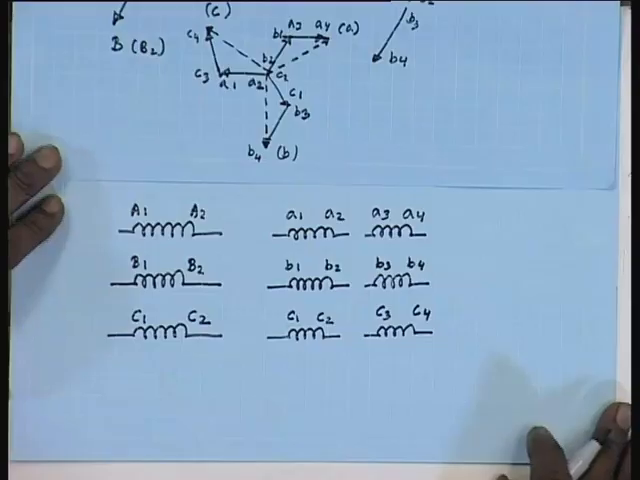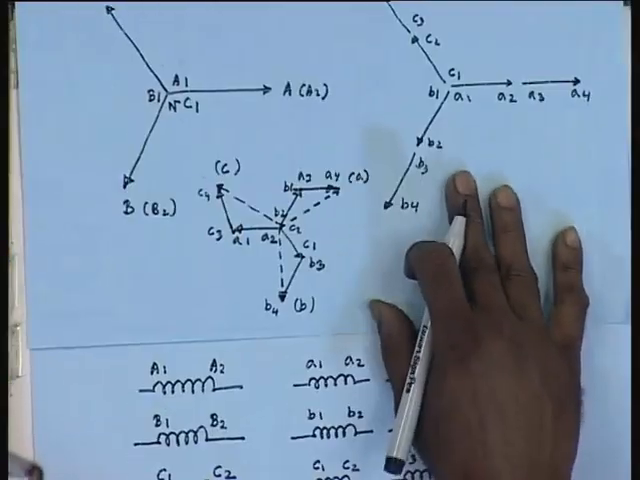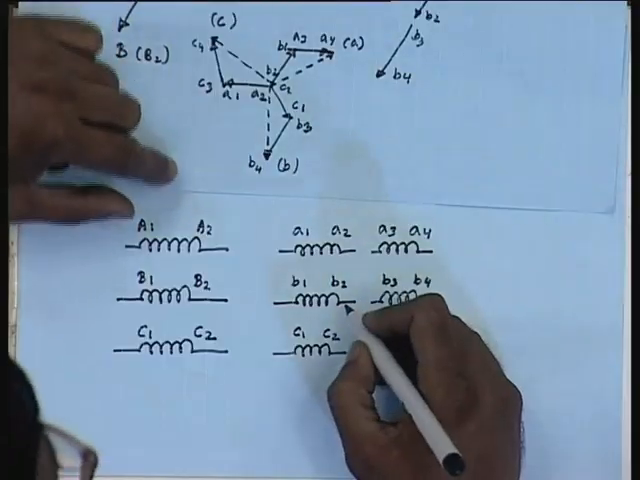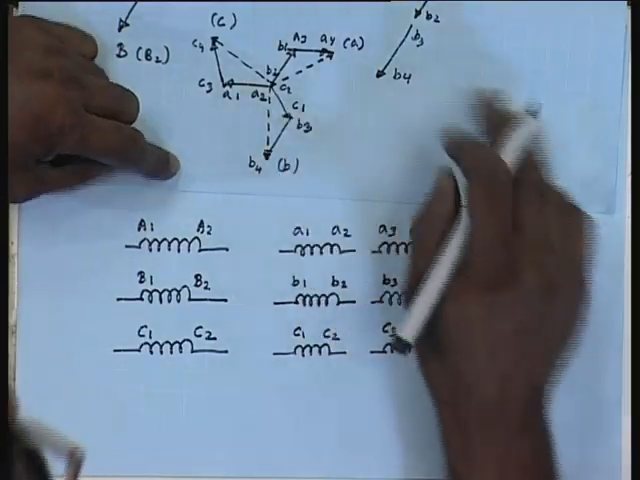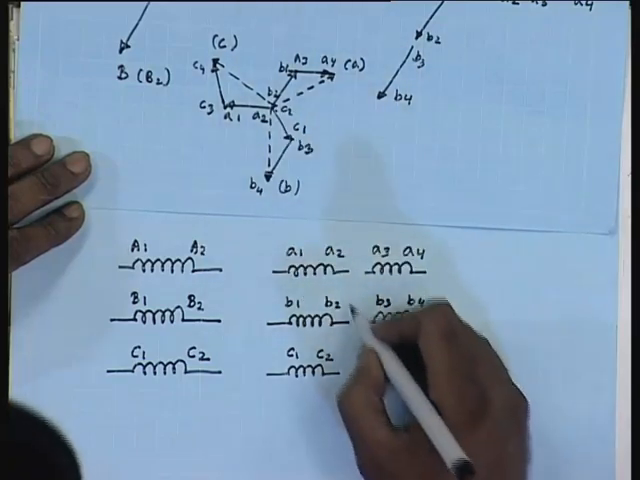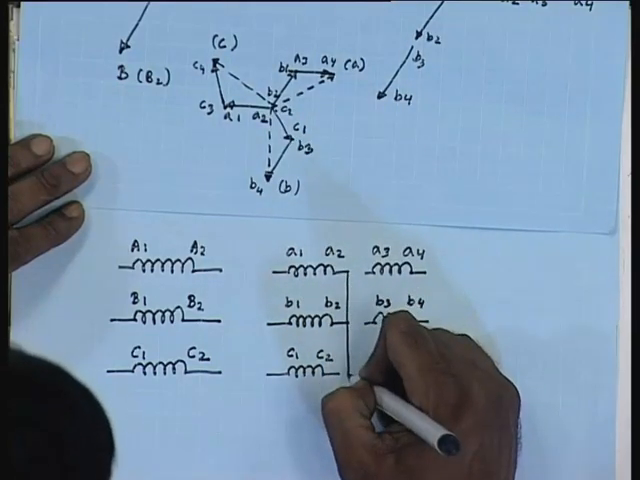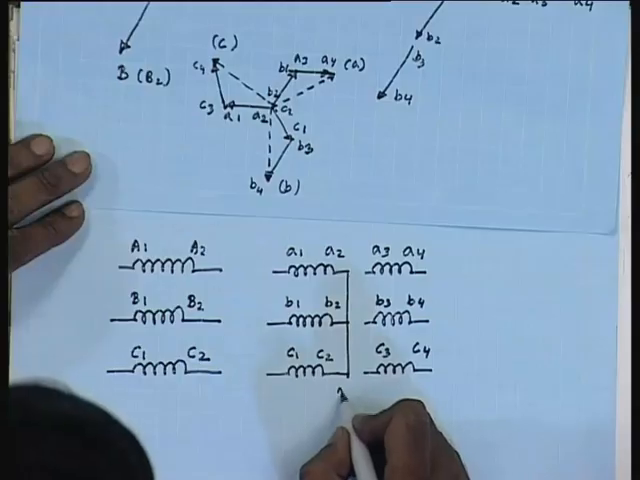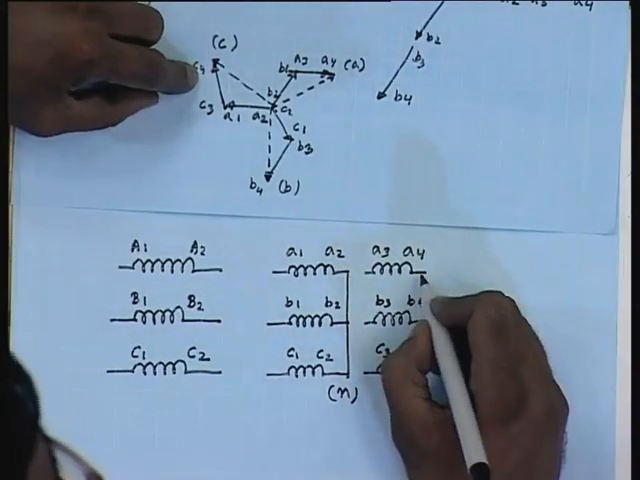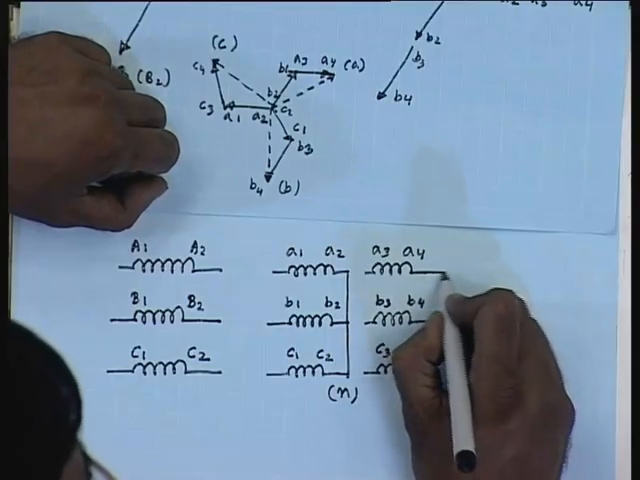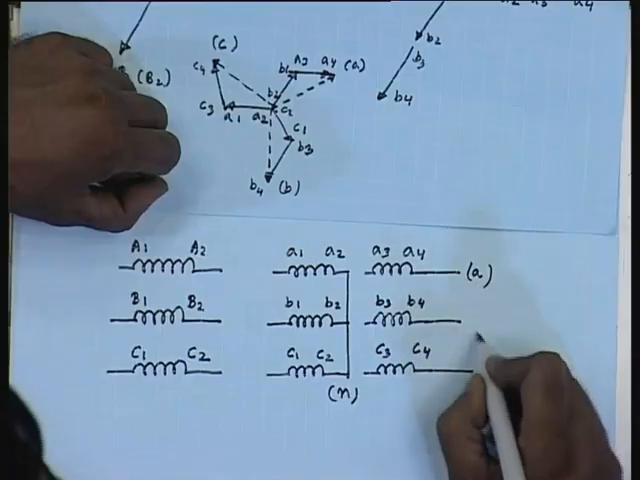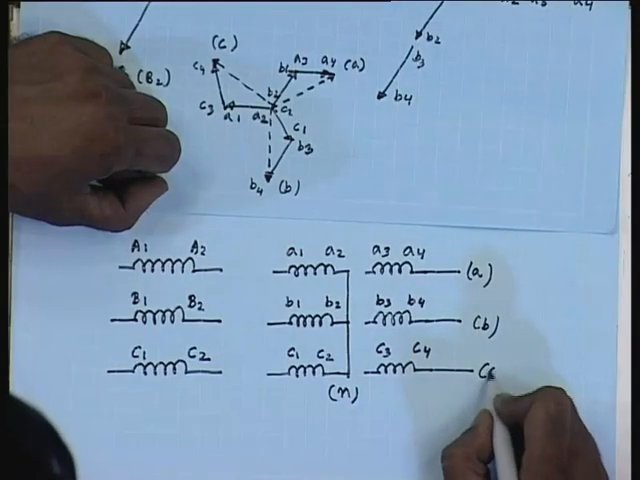Again we find here that the star point is formed by connecting A2, B2, C2. From this phasor diagram we find that the star point is formed by connecting A2, B2, C2. So, this is the neutral. The lines are still obtained from the terminals A4, B4 and C4. This is line A, this is line B, this is line C.